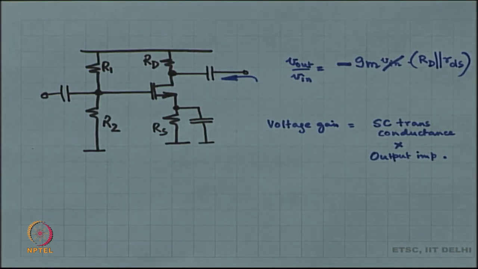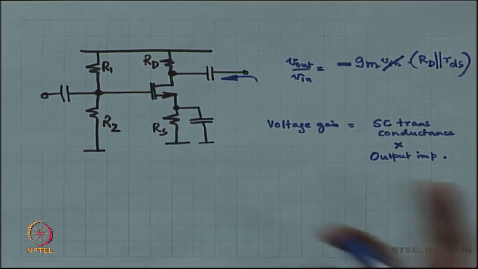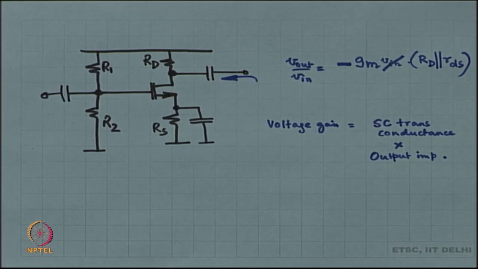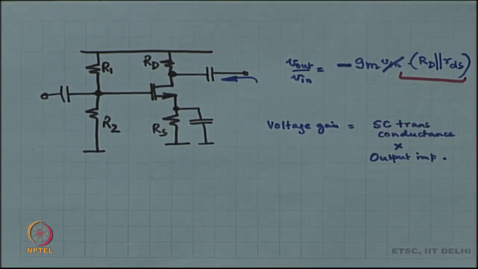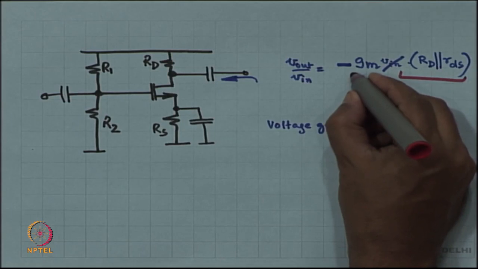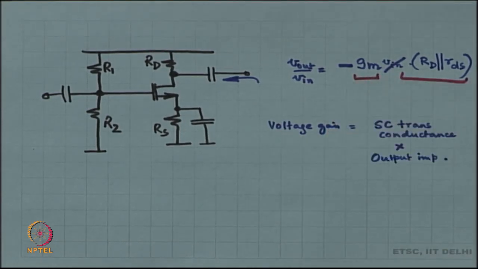Okay, so this is how we do the analysis. You find out the short circuit current, or rather the short circuit transconductance, find out the output impedance, multiply them, and you get the voltage gain. So this particular common source amplifier has an output impedance RD parallel RDS, has a transconductance of GM, and therefore the voltage gain is GM times RD parallel RDS. All right.